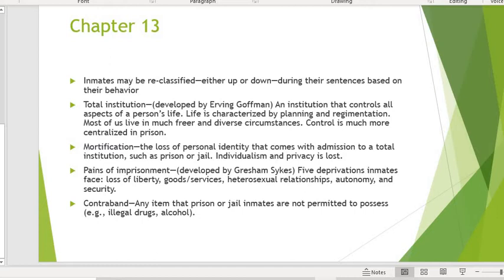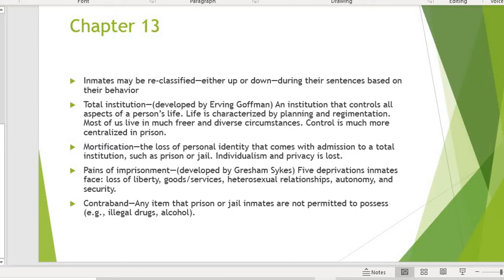But in a prison, it's a total institution where your life 24/7 is in that prison. And every aspect of your life is guided, controlled, regulated by an institution, by an organization. So it's a pretty intense kind of situation. Control is much more centralized in prison than in normal life. No doubt about that.